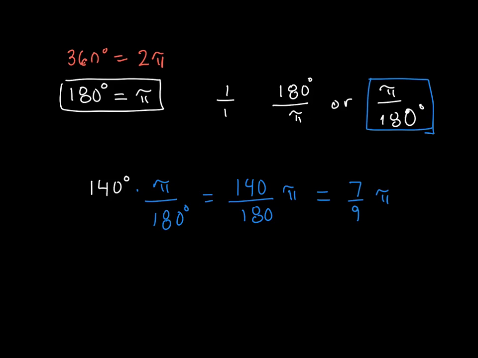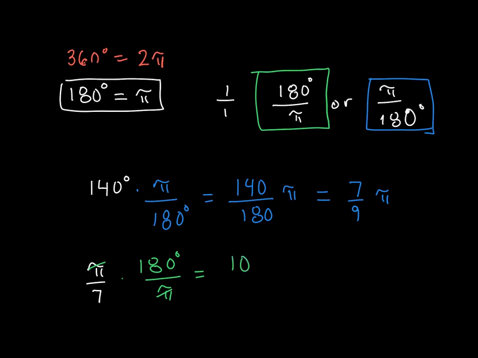Now to do it the opposite way, let's say I have pi over 7. I want to use the opposite ratio, and this time I want to use 180 degrees over pi. The idea behind this is I'm going to cancel out those pi's, and then I'm just going to be left with 180 degrees divided by 7, which is equal to 25.7 degrees.